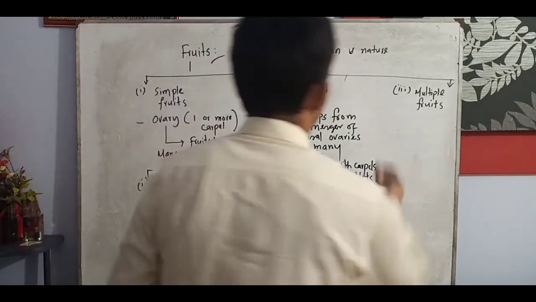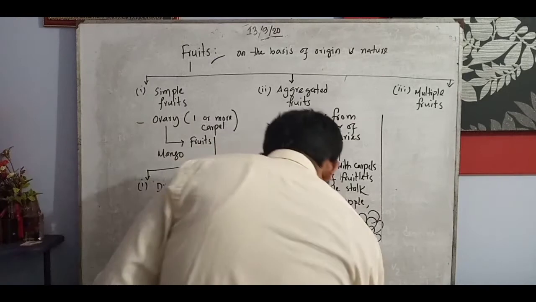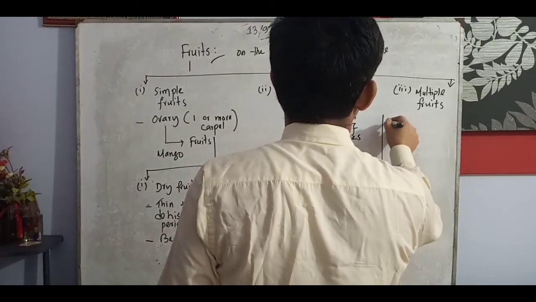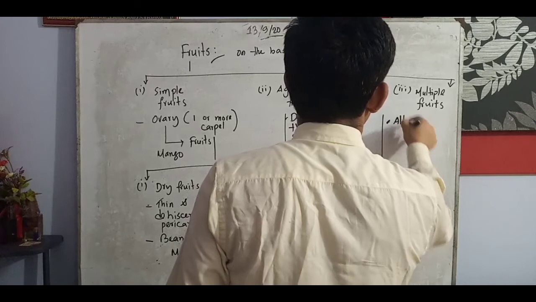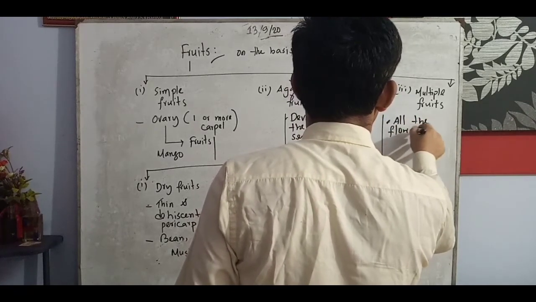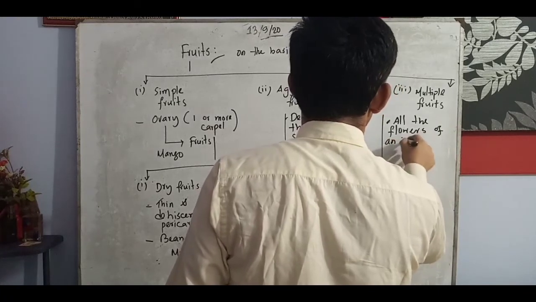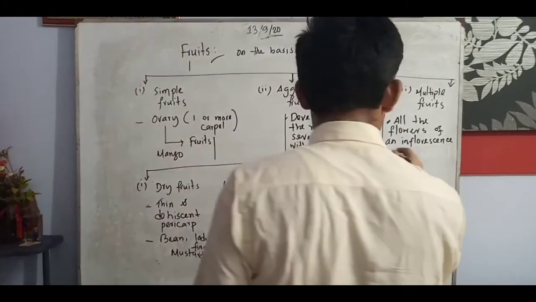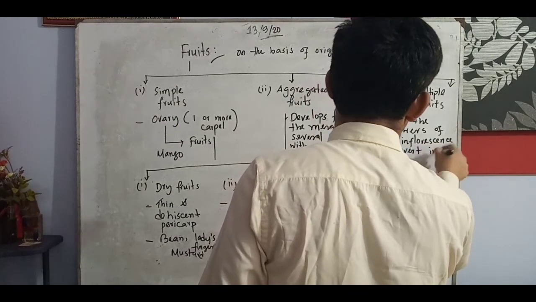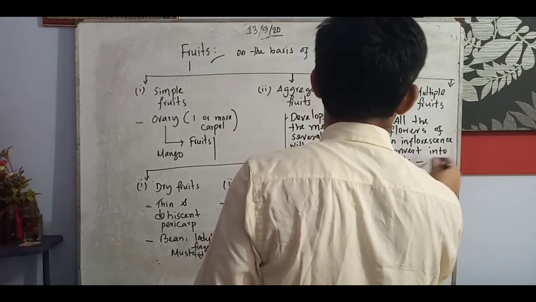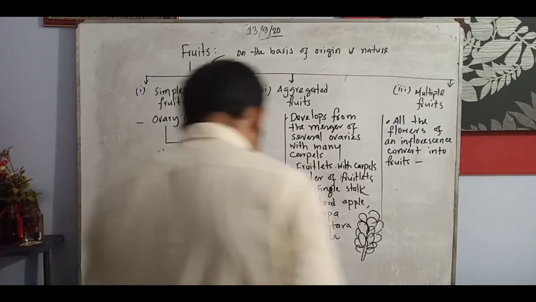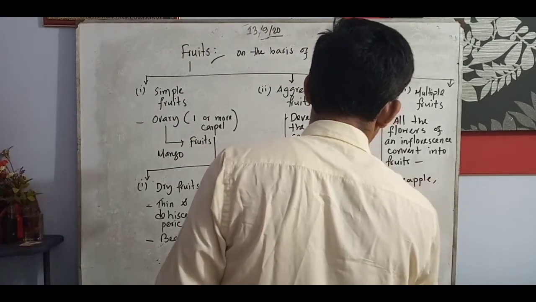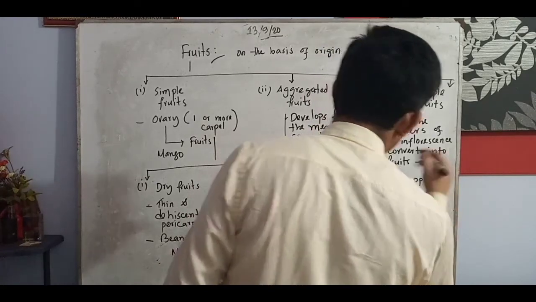Okay, and now we'll go through multiple fruits. When all the flowers of an inflorescence convert into fruits, it is called multiple fruits. We can give pineapple and jackfruit as the best examples of that.